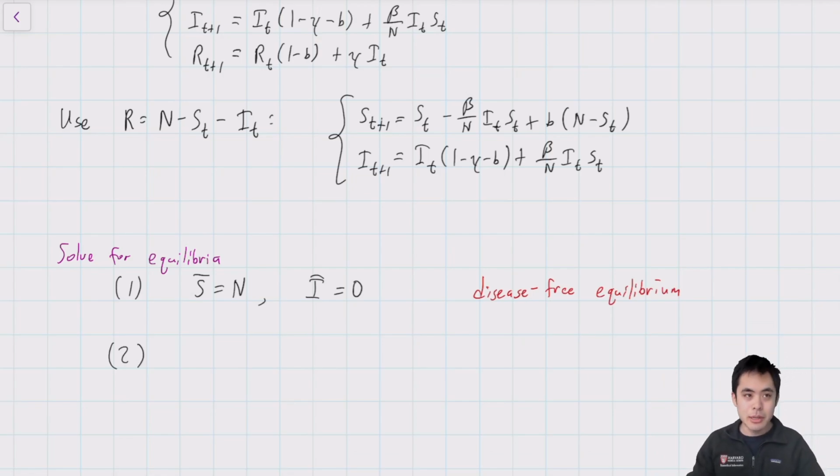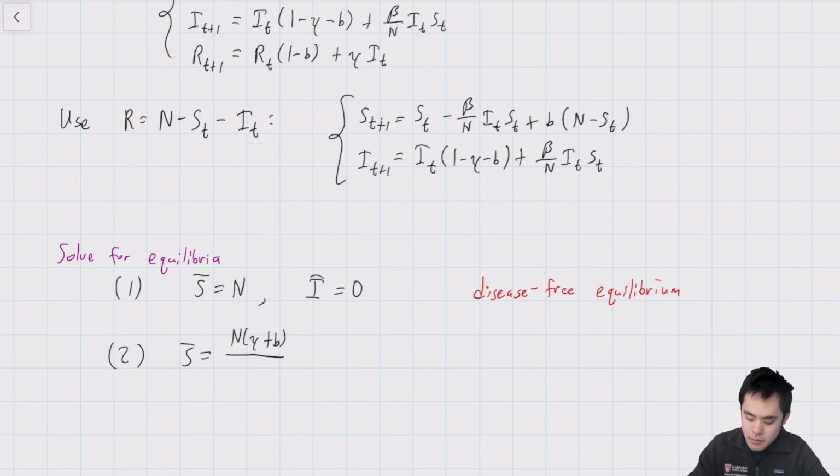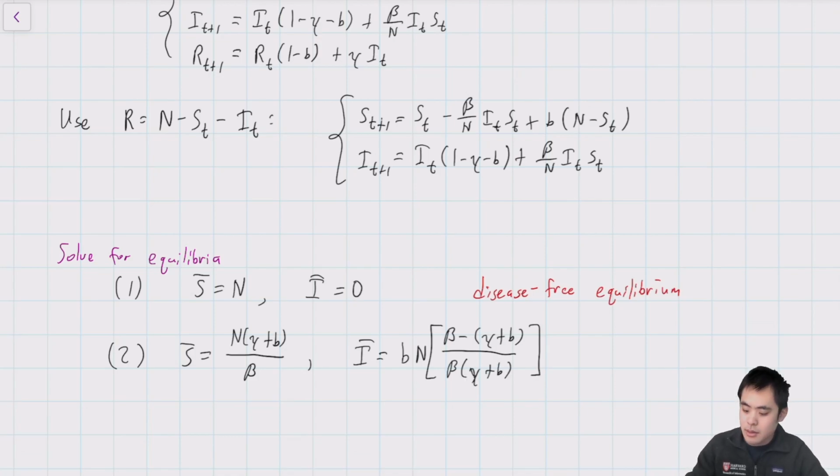The other equilibrium is a little bit more interesting, and is the reason why we added this condition. We have s bar is equal to n times gamma plus b over beta, and I bar is equal to b n times beta minus gamma plus b, divided by beta times gamma plus b. And this is what's called the endemic equilibrium.